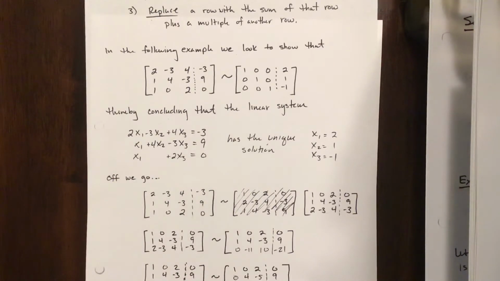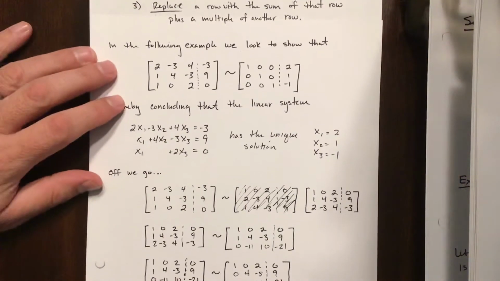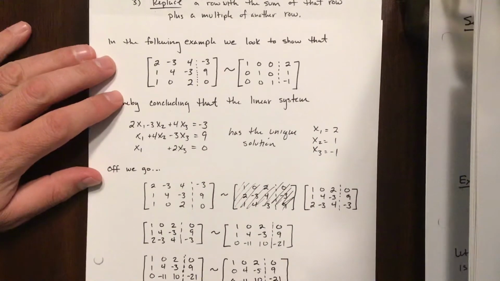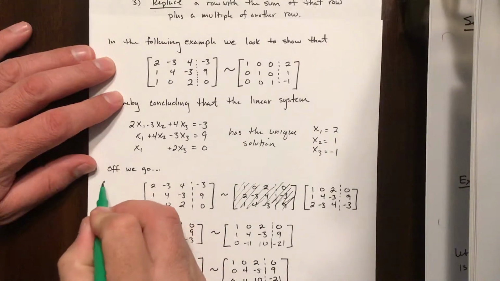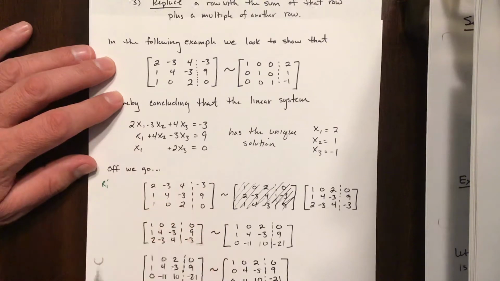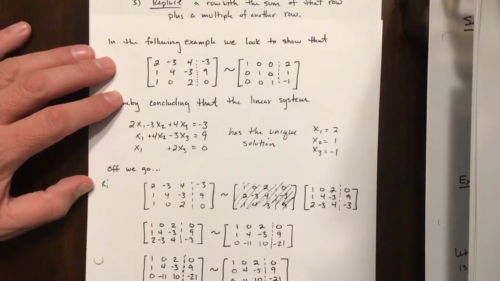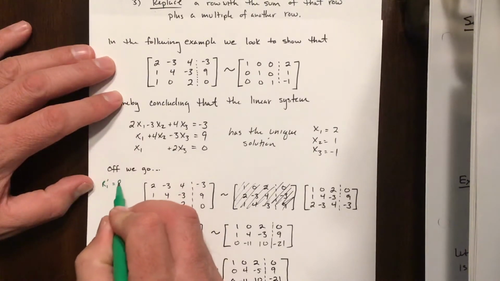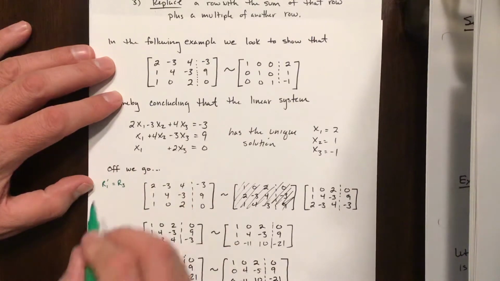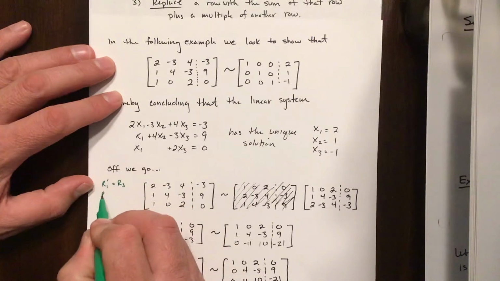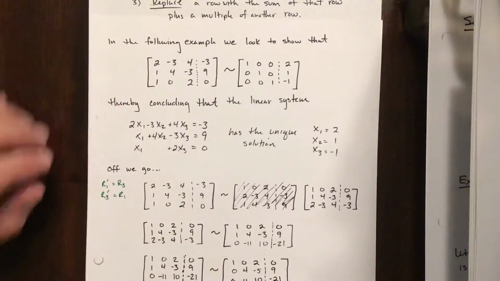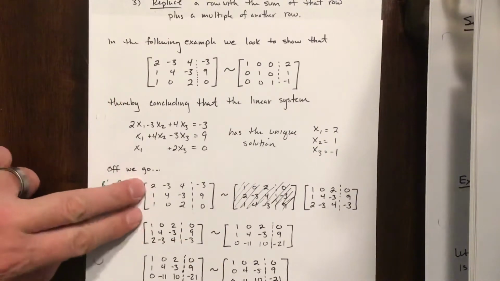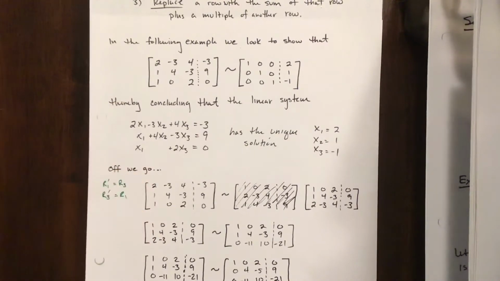Okay. So my first order of business, okay, and I'm not going to provide you with the motivation as to why yet, but I'm going to make my new row 1, so I'll call that row 1 prime, my old row 3, and I'm going to make my new row 3 my old row 1. So all I'm doing is flipping rows 1 and 3.